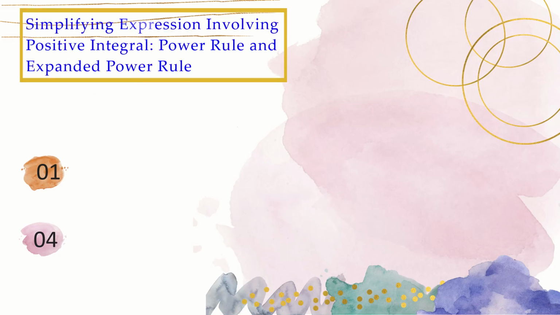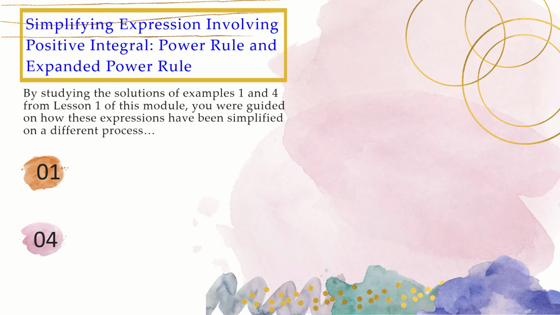Okay. We are now in lesson number 2. Simplifying expressions involving positive integral exponents using power rule and expanded power rule. By studying the solutions of examples number 1 and 4 from lesson 1 of this module, you were guided on how these expressions have been simplified in a different process. Different, right? If you look at the module, this is not how I presented it here. Okay, I go back to the definition of exponent.